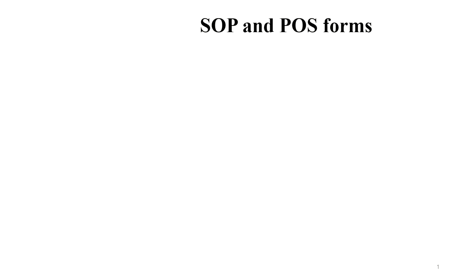Okay, so the next topic is SOP and POS forms. SOP stands for sum of product, and POS stands for product of sum. These are the two basic forms of Boolean expression. Any Boolean expression can be written in the form of SOP and POS.